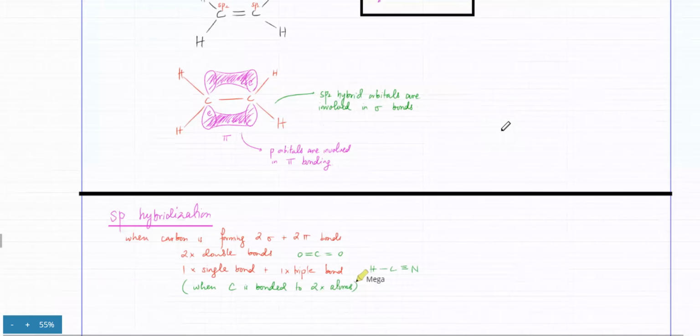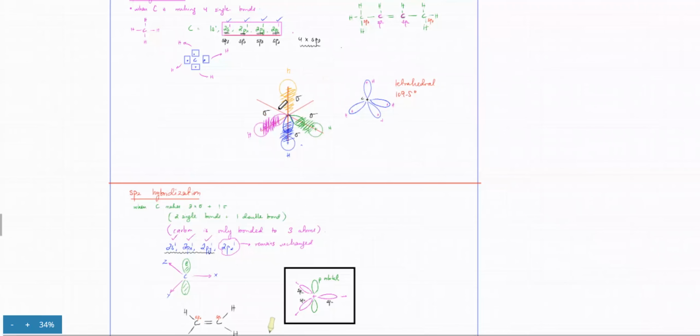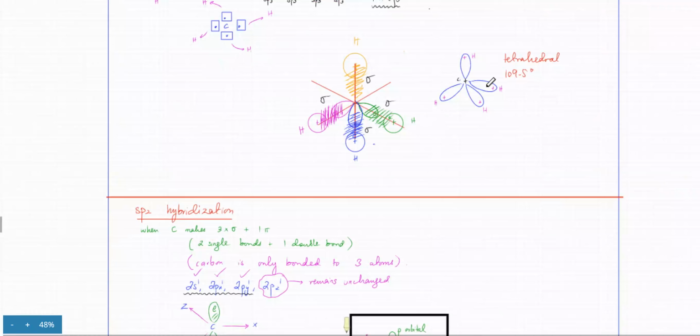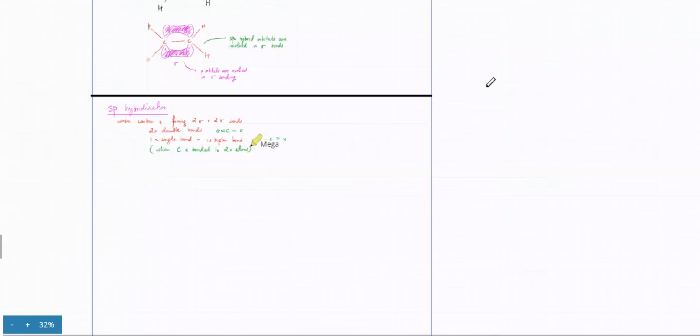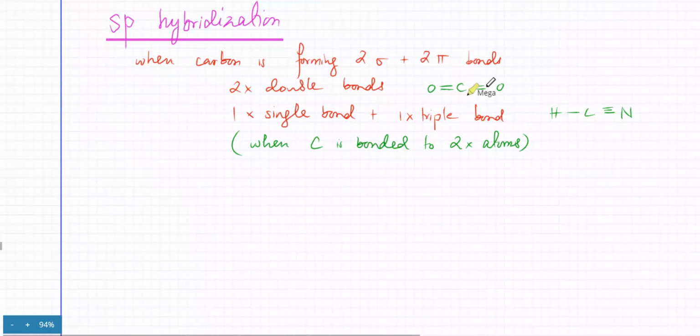So the trend is when carbon is bonded to 3 atoms, you get sp2 hybridization. When carbon is bonded to 4 atoms, it's sp3 hybridization, and this one, sp, is when carbon is only bonded to 2 atoms. Now, if I look at a carbon dioxide molecule, you have carbon and oxygen forming double bonds.